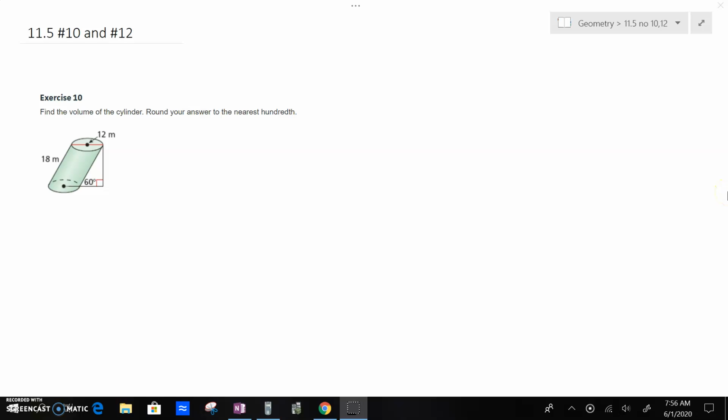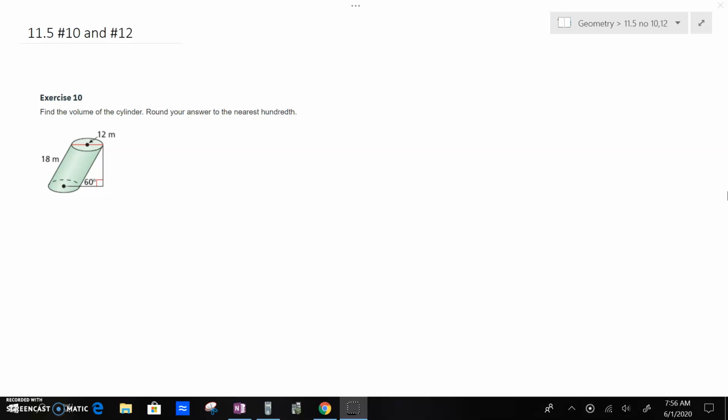This is a video working through two homework questions from 11.5, number 10 and then number 12. Number 10 is giving you this slanted cylinder, and they're asking you to find the volume of the cylinder and then round our answer to the nearest hundredth.